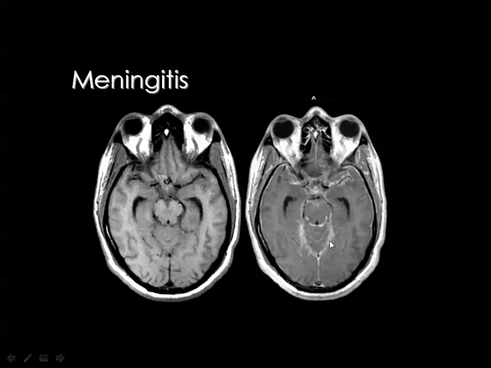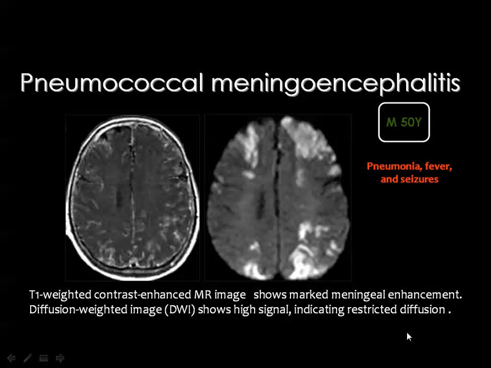You can see enhancement along the tentorial leaflets, enhancement through the cerebellar folia, enhancement in the cistern around the midbrain, and enhancement in the sylvian cisterns as well as in the suprasellar cistern. And you can easily appreciate the dilatation of the temporal horns reflecting the state of hydrocephalus. And sometimes you get enhancement of the meninges as well as enhancement of the brain parenchyma, what we call meningoencephalitis.